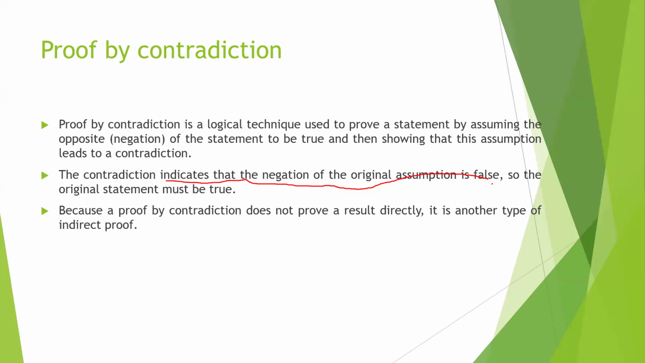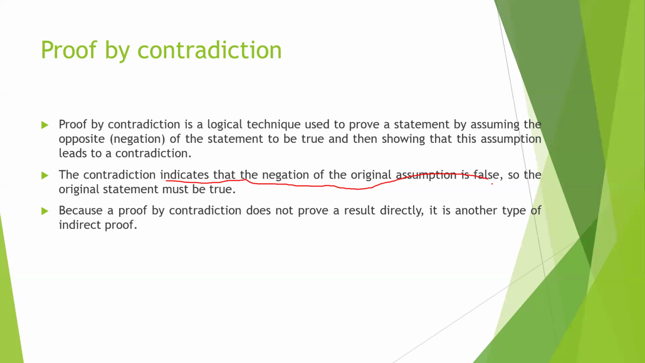Because a proof by contradiction does not prove a result directly, it's another type of indirect proof. Okay, so in previous videos we just explained about indirect proof. What is an indirect proof? The two types of indirect proof are, first, proof by contraposition, and second, proof by contradiction. So the proof by contradiction is explained here.